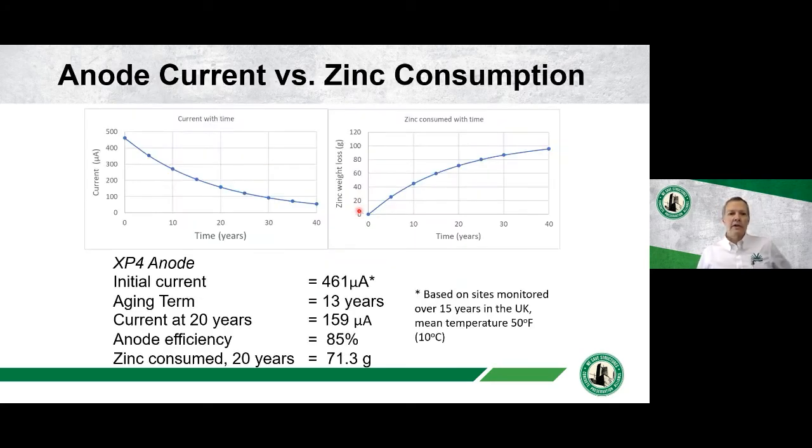In terms of anode current and zinc consumption, your current is going to follow a trend line like this, which you've already seen. Zinc consumption is going to follow the opposite curve. You can calculate in your designs, if you know the environment you're starting off in, you probably can estimate what the initial current is going to be. You know what your aging term is, you know what the current's going to be at the end of, say, 20 years in this example. And you hopefully have some data so you know what efficiency you're getting from your anodes, and you can calculate the amount of zinc that's consumed and make sure that that is less than, obviously, the amount of zinc that you have available to you.